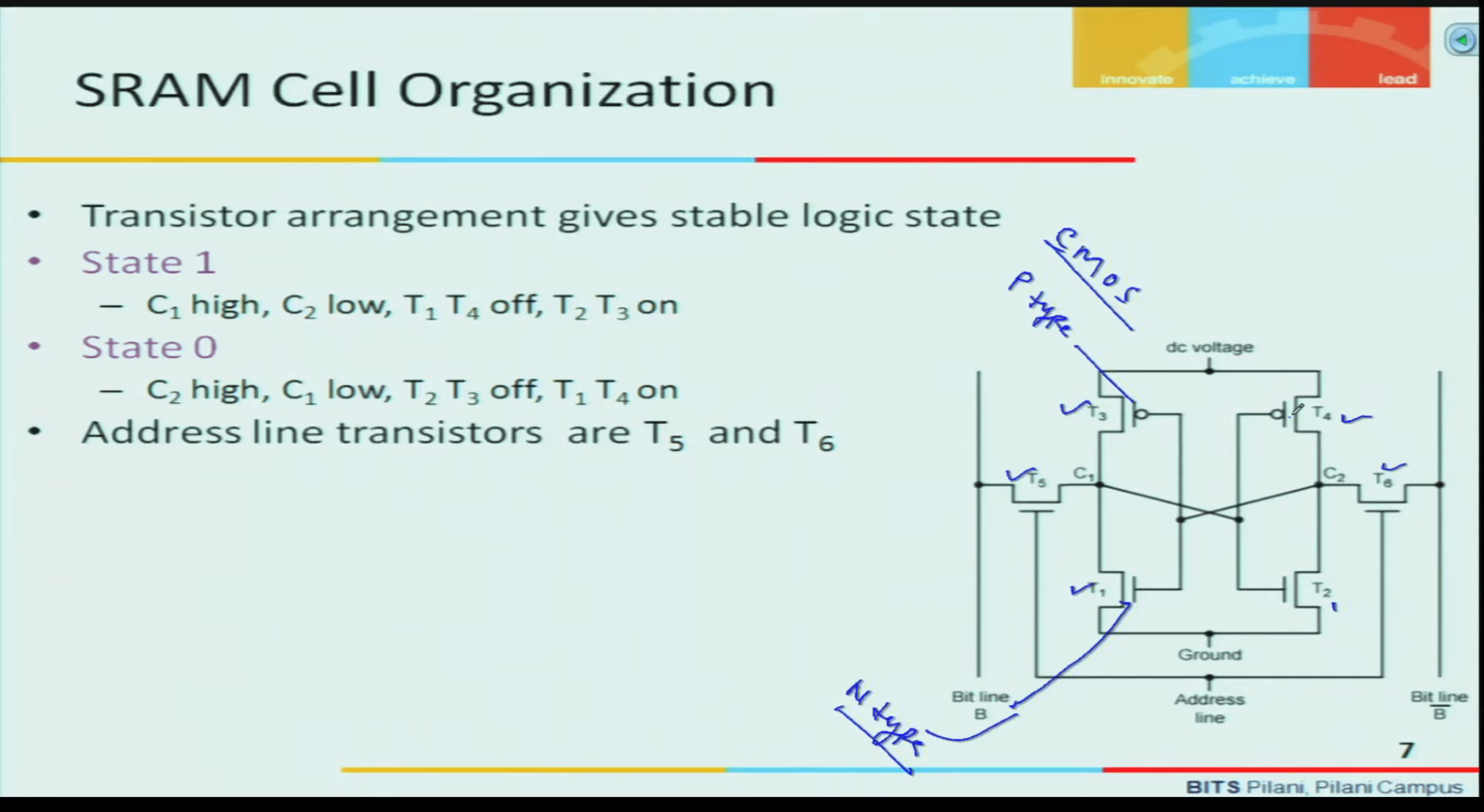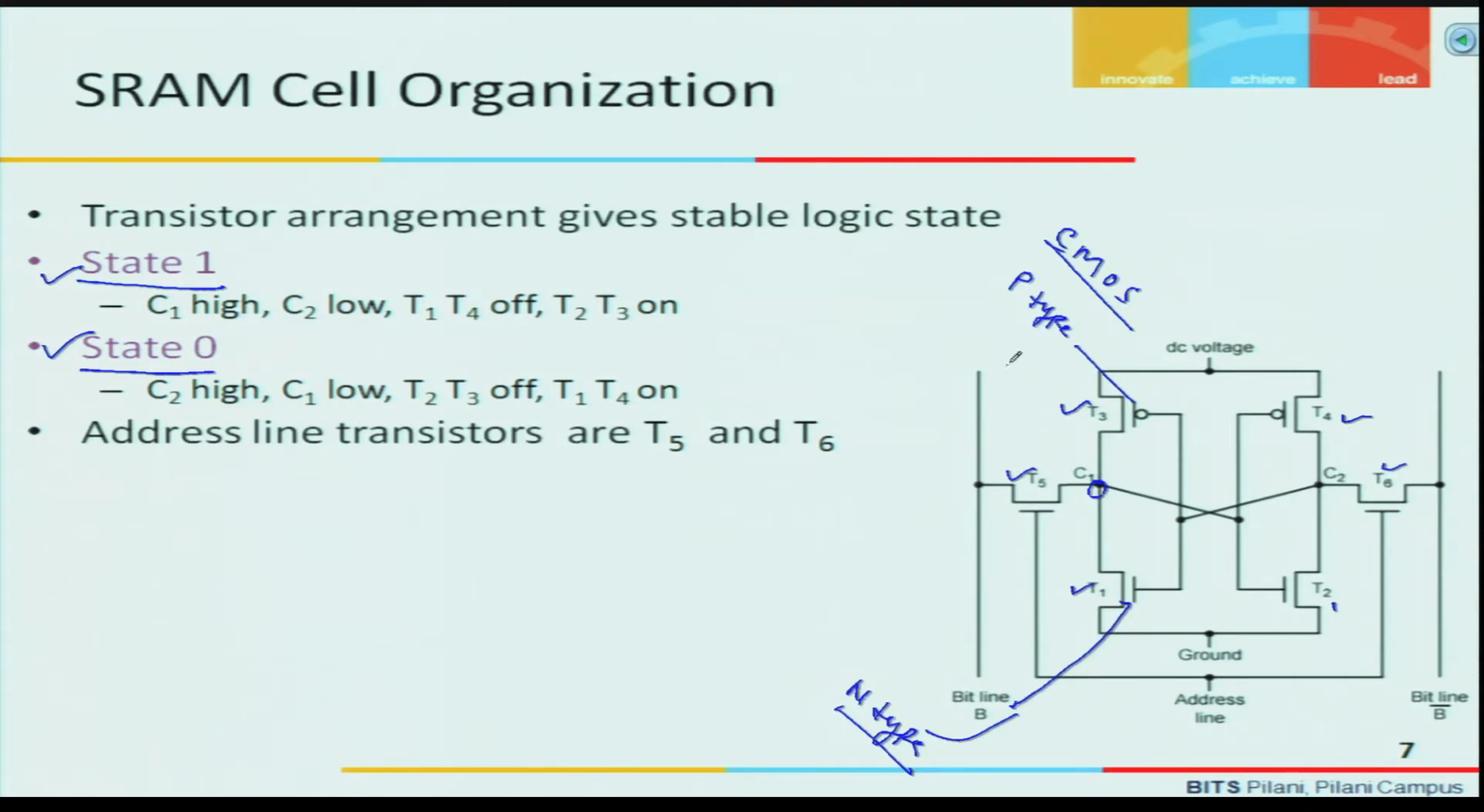Now, memory is what? Memory is basically storing. One cell of memory can store 1 bit of information, either 0 or 1. So, through this circuit we need to represent 2 states, state 1 and state 2. How will state 1 be implemented? State 1 will be present when C1 is high, the C1 point is high.